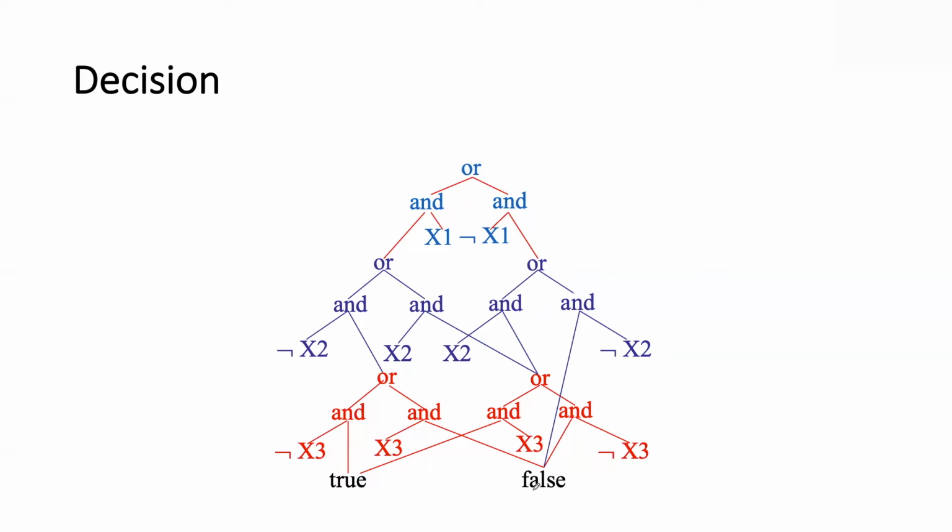Count how many decision nodes here. Someone type a number. In this circuit, how many decision nodes? I mean, the coloring should help you. Someone is saying 5. This is 1. This is another.